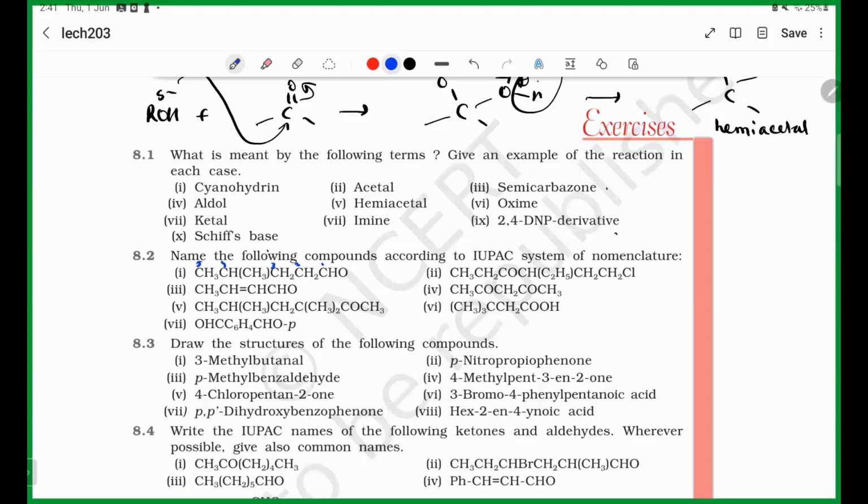1, 2, 3, 4, 5. You see that there's a CH3 in the fourth position. Therefore, this is 4. The substituent here is methyl. And there are 5 carbon atoms, so pent. It's an aldehyde group, so it's pentanal. So 4-methylpentanal is the answer to question 1.